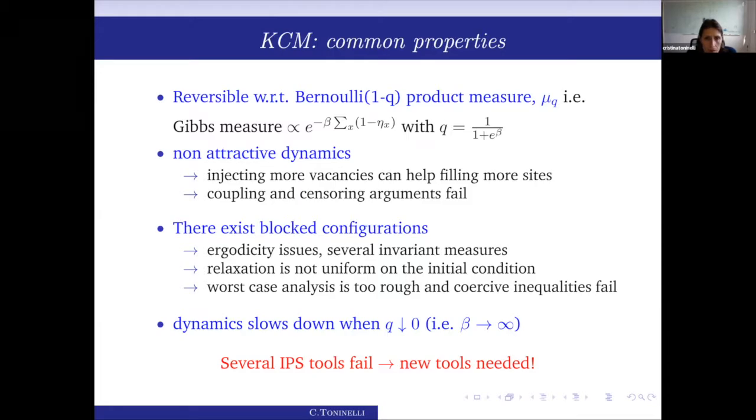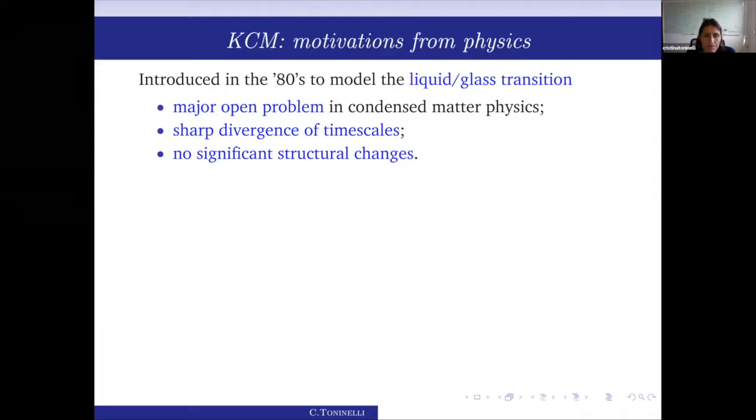Okay, then again for the common features, I wanted to discuss a little bit more the motivation coming from physics. As I said, the models were introduced in the 80s. The first one to be introduced was the FA2F model, if I'm not wrong, by Fredrickson and Andersen. And they were introduced to try to understand the liquid-glass transition, which is still nowadays a major open problem in condensed matter physics. So what is the liquid-glass transition?